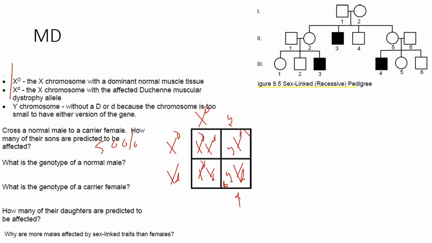What is the genotype of a normal male? If they're normal, they must have a big D and then Y for a male. What is the genotype of a carrier female? X with a big D, X with a little d.